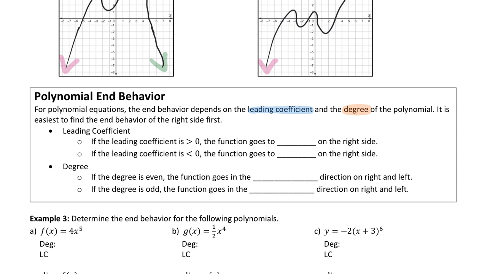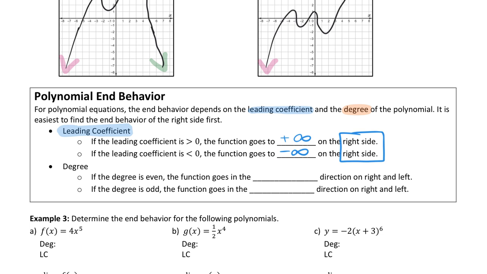And the reason you only need these two things is because the leading coefficient tells you everything you need to know about the right side. See how both of these say right side. Your right side is always determined by that leading coefficient. If the leading coefficient is greater than 0, then the function will approach positive infinity on the right side. If the leading coefficient is negative, then the right side will go to negative infinity. So your leading coefficient sign controls the right side, as if it controls your right hand.